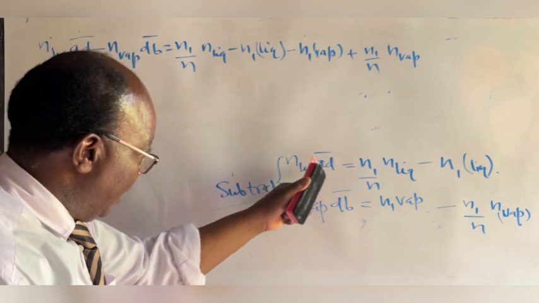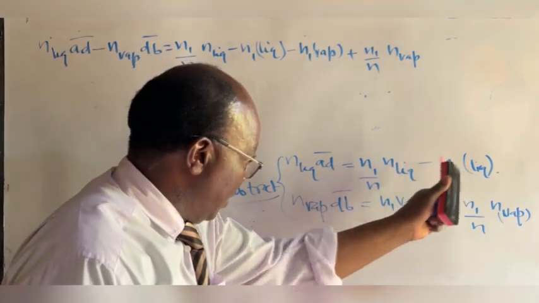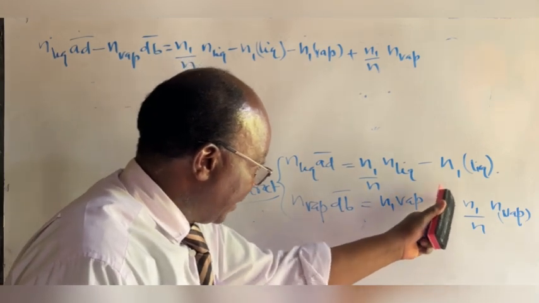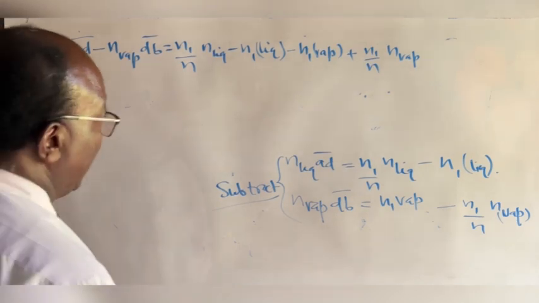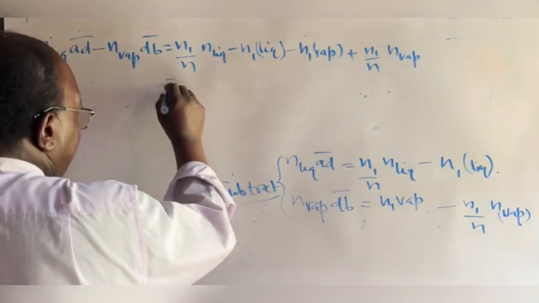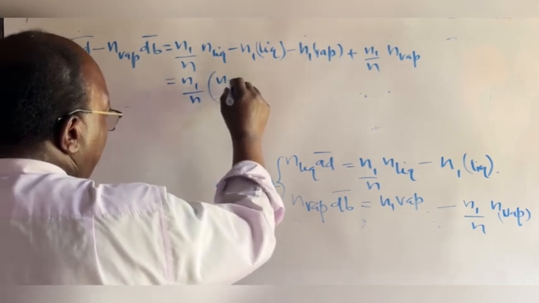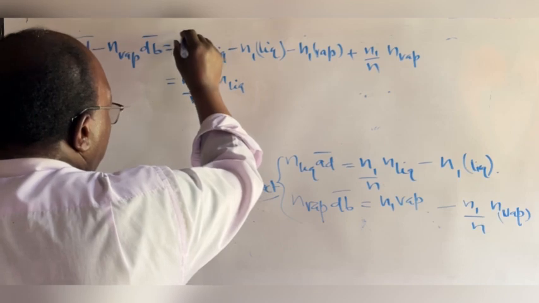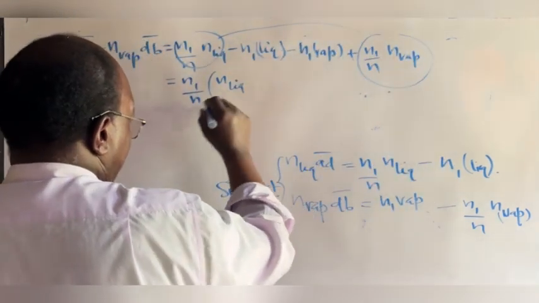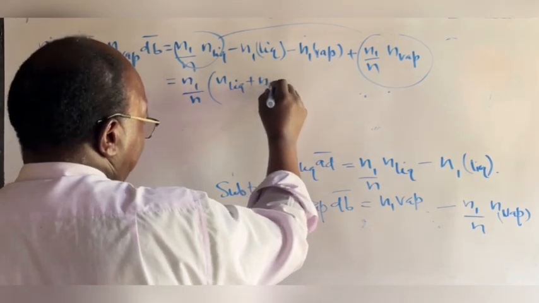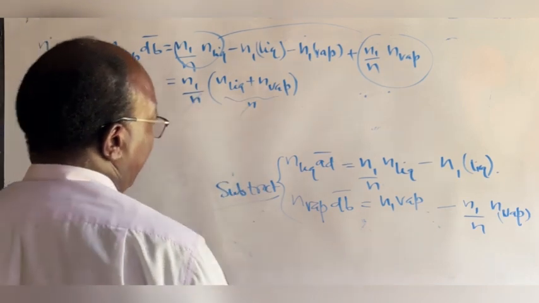So that's N liquid AD minus that. That becomes this first term minus that term, minus this term, minus crosses the minus, it becomes plus. Let us look and see what makes our life easy here. We have N1 over N, we can factorize it out, we get N liquid plus N vapor. But remember, we had already said this is N, so it will cancel with that N.